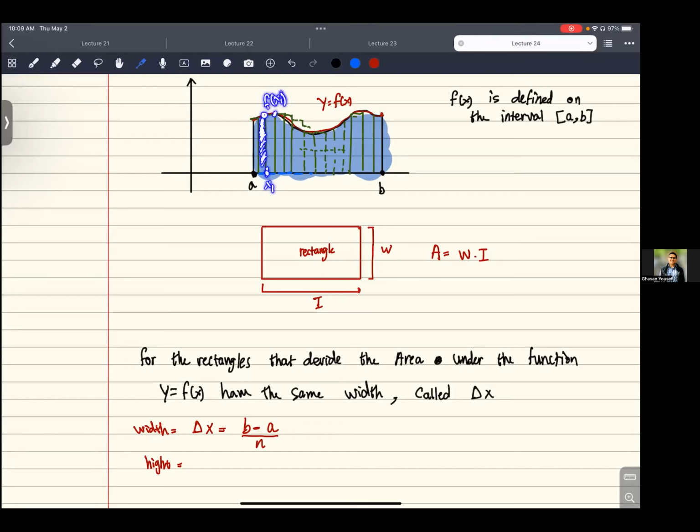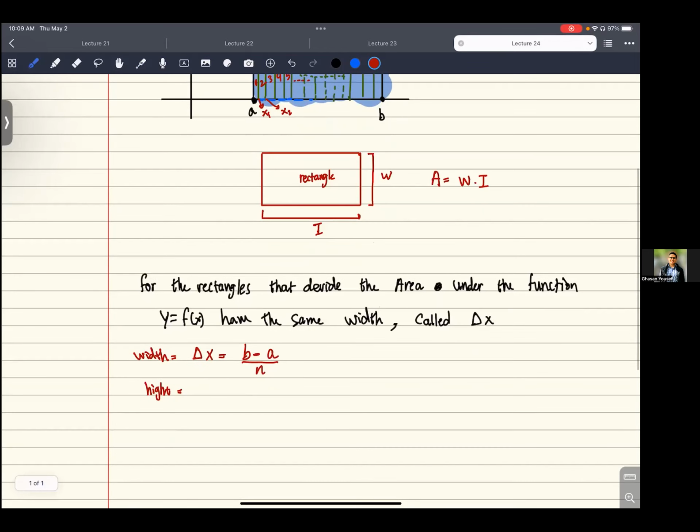For the third rectangle, the height is f of x2, x3, doesn't matter, okay? So I can define these rectangles as number 1, number 2, number 3, number 4, number 5, and so on. The height for the first one is f of this point, I call it x1. This point I call x2. For the second one, the height is f of x2. Okay, so the height I can define as f of xi, doesn't matter what i is.